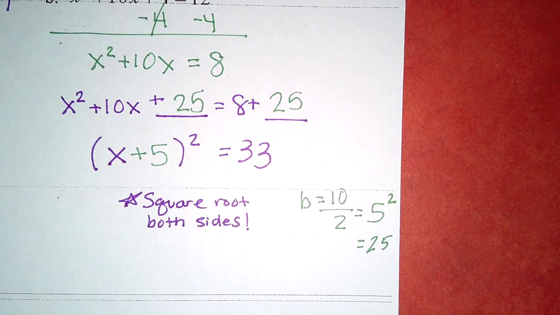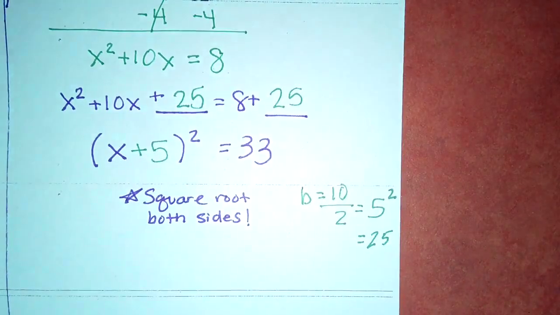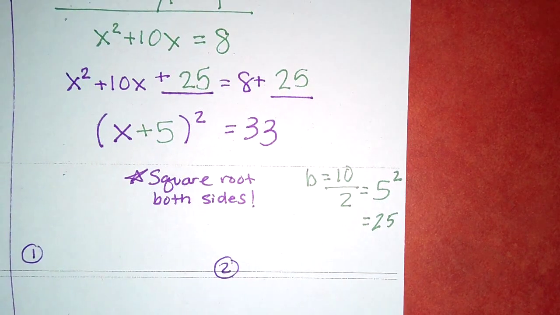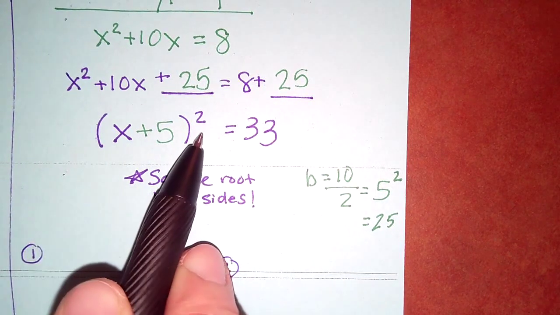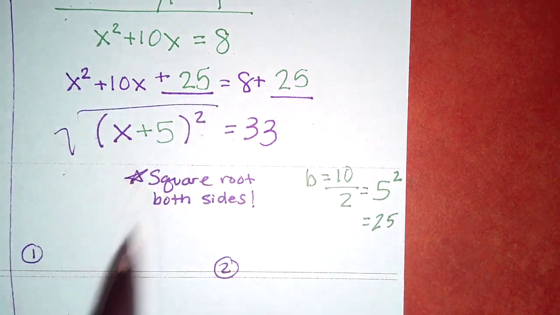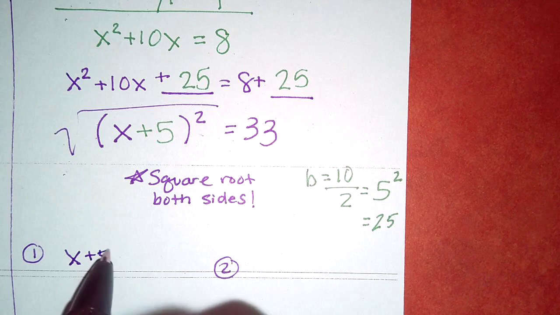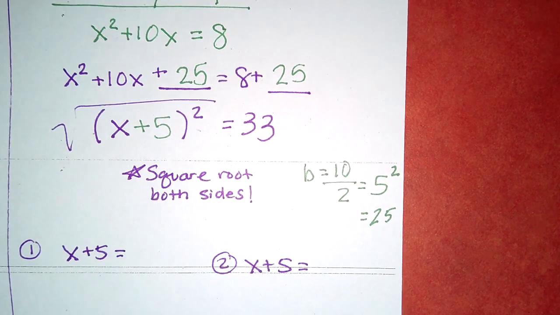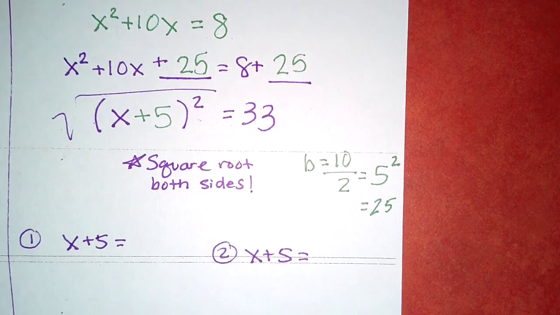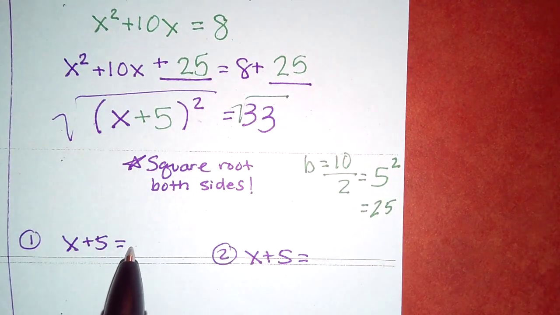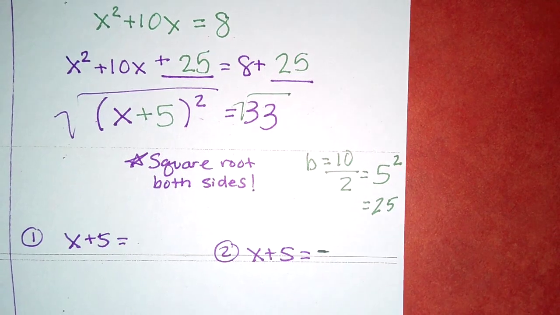And this will create 2 equations for us. So our first equation, second equation. When I square root the left side, all I get is x plus 5. X plus 5 will be the start of the other equation. When I square root 33, it'll be the positive version of that number and the negative version of that number.